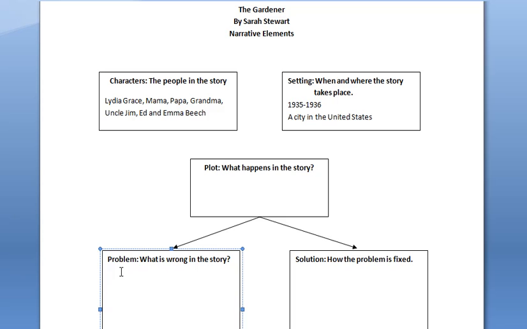The problem in The Gardener is that Lydia Grace is forced to move to the city with her Uncle Jim. She is forced to do so because Mama and Papa have lost their jobs. Once moving to the new city, Lydia Grace feels scared and nervous.